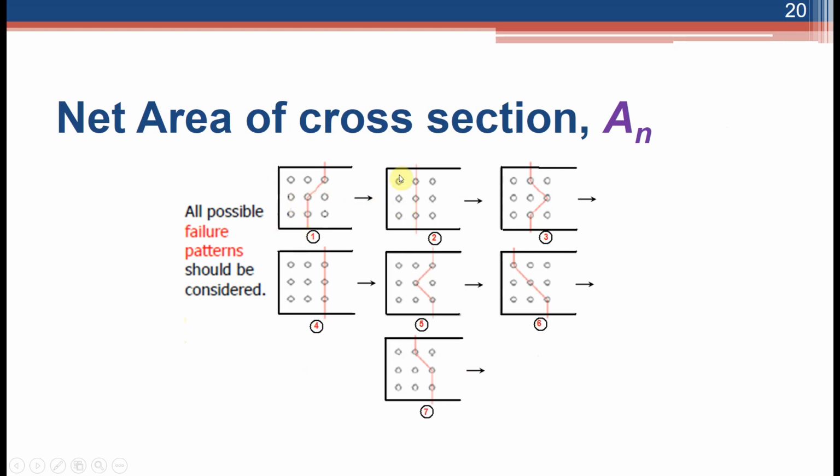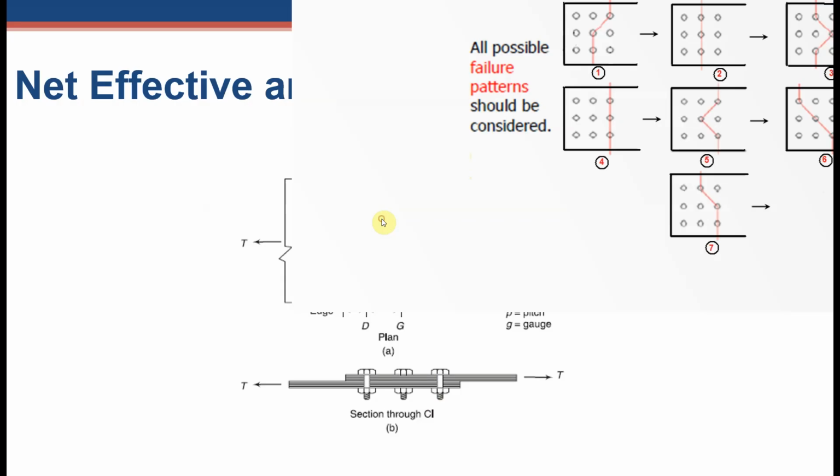Whenever you look at different diagrams, all possible failure patterns should be considered. Whenever the bolting is provided like this, you must consider that a failure may take place like this, or like this, or like this. So there are different possible failure patterns for different types of bolting patterns.